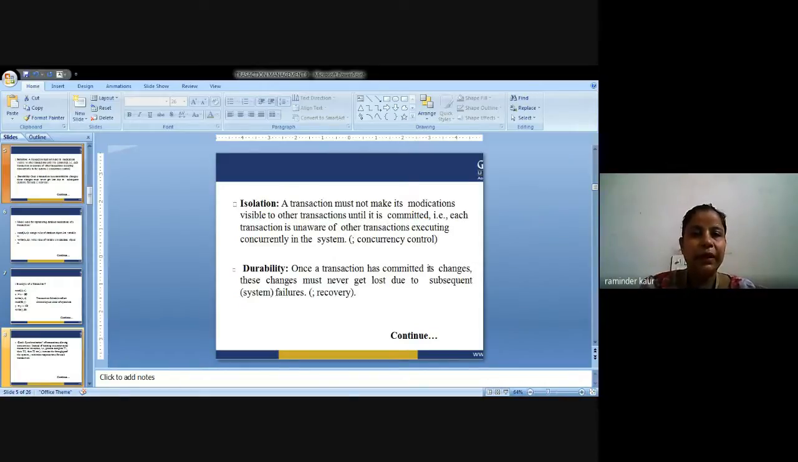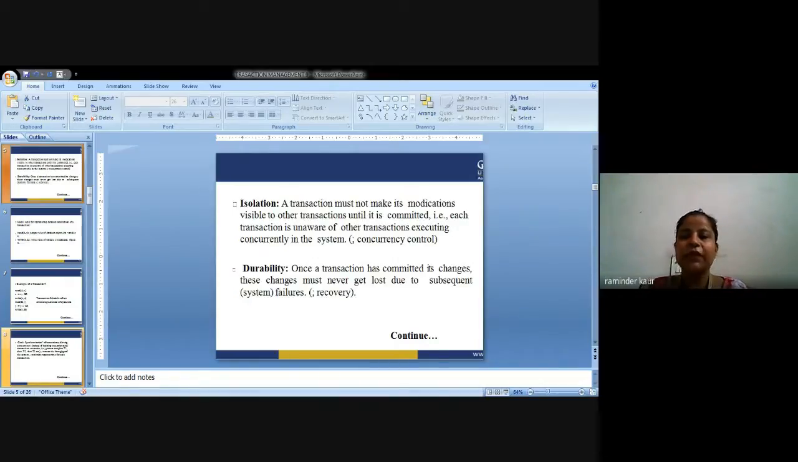Next is durability. Durability means that after the transaction completes, the changes it has made to the database persist even if there is a disaster. Let's say a power failure or system failure occurs. Ensuring durability is the responsibility of a component of the database system.